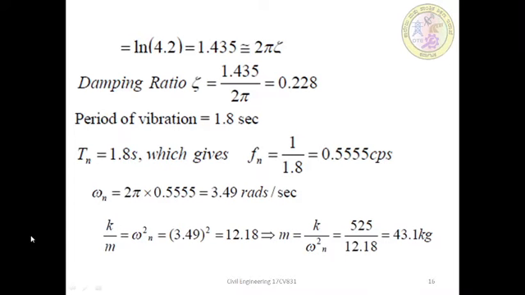Since Fn is there, omega n can be easily calculated. Omega n is equal to 2 pi f. So f is substituted, and you will get so many radians per second. Once omega n is given, square it, and it is nothing but k by m. So m is equal to k divided by omega n squared. K is known, omega n is also known, so you just substitute both values. So mass is calculated. Mass is 43.1.